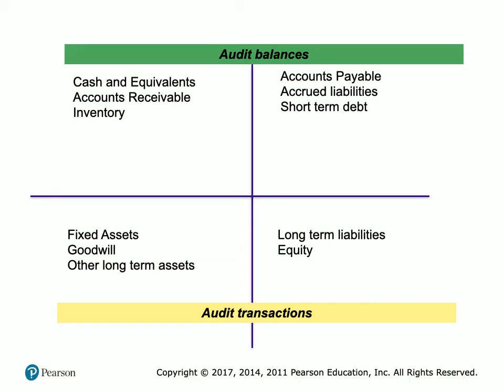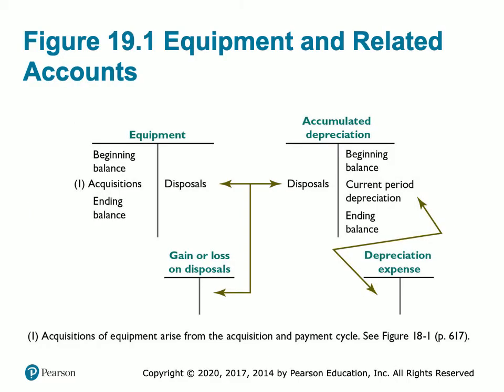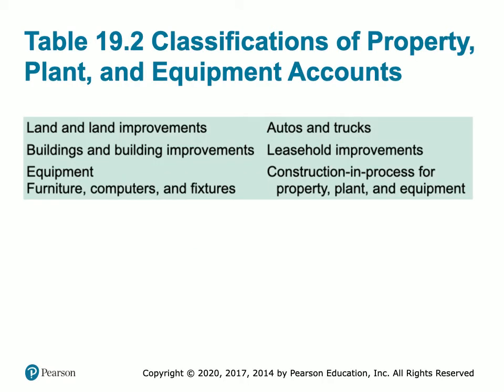So understand that distinction. For equipment, the beginning balance plus acquisitions minus disposals equals your ending balance. And this is how the accounts work together. And when you look at the different items, and you probably covered this in intermediate accounting, a lot of the stuff is land improvements, obviously buildings, equipment.